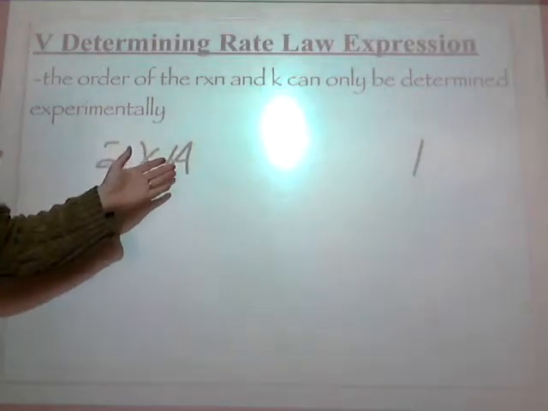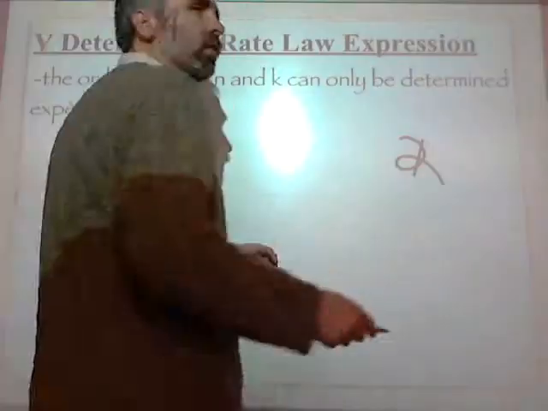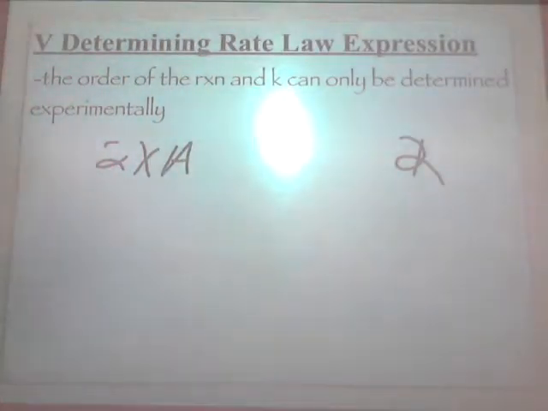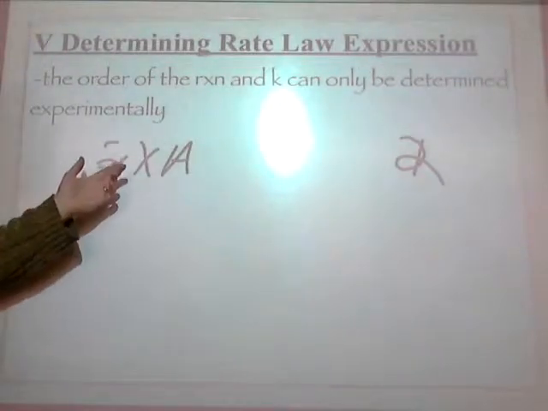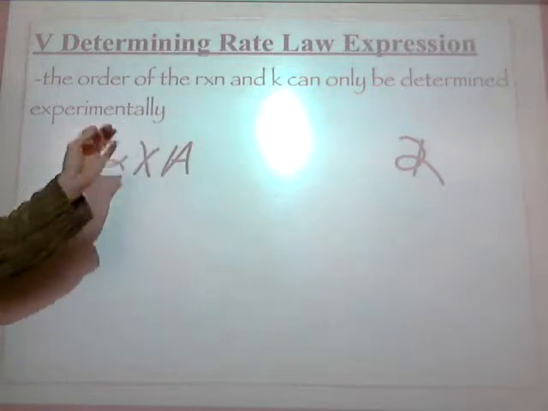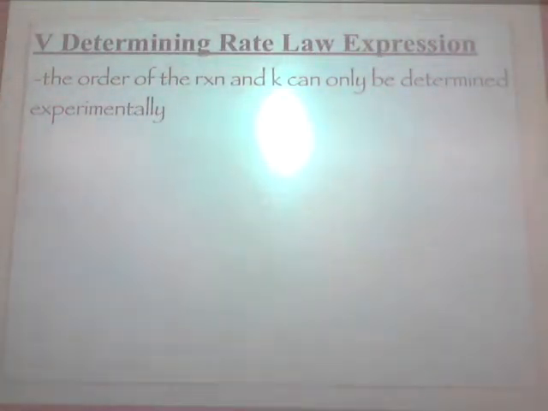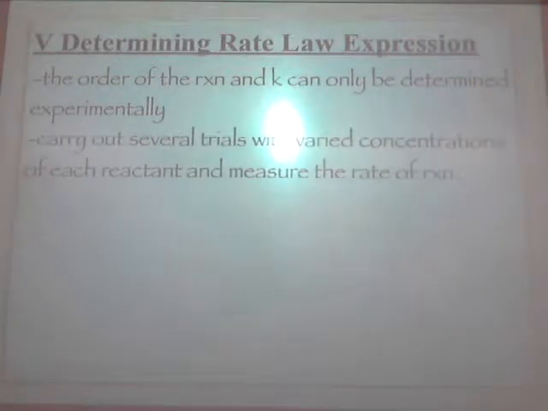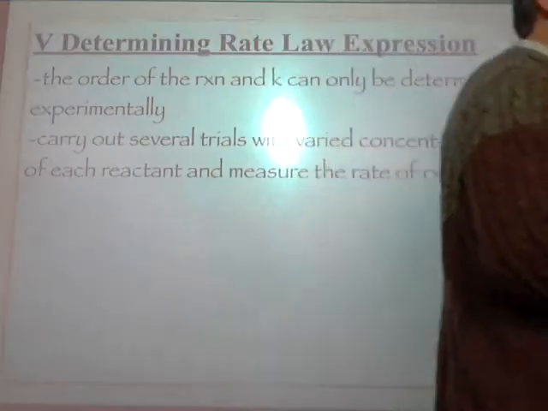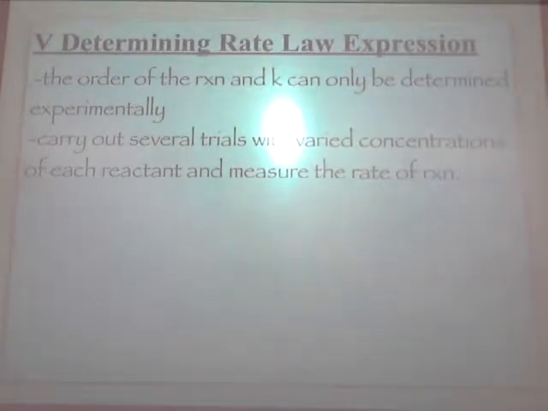What if I doubled A and the rate doubles? Then it's first order. The mistake there is people saying it's second order because I doubled A. No, it's the factor by which the rate changes. So that's what we're going to be doing today. We're going to be running multiple experiments, multiple trials, and measuring the rate and seeing how that rate is changed based on how I changed the reactants.